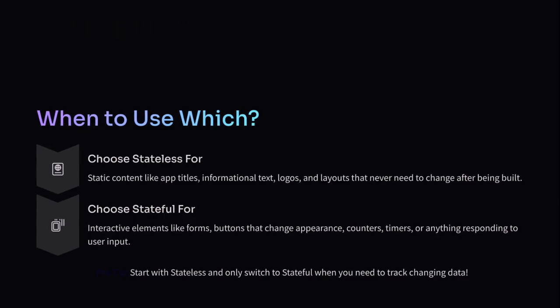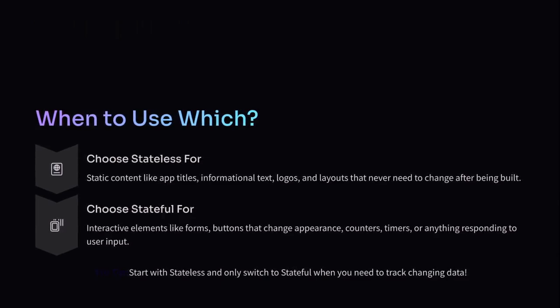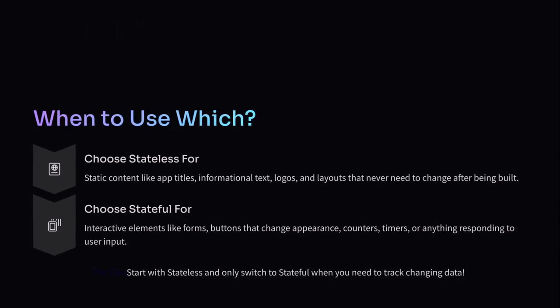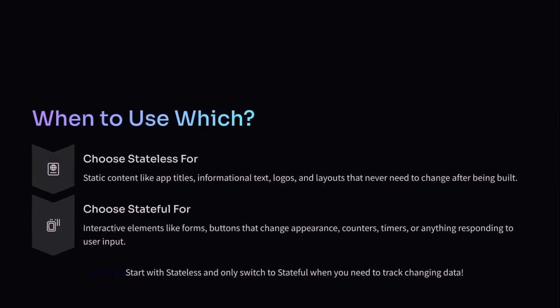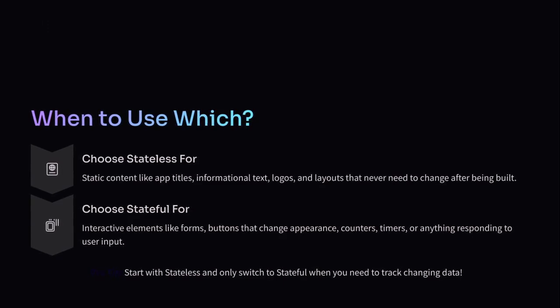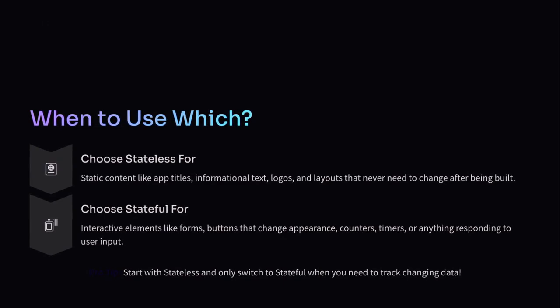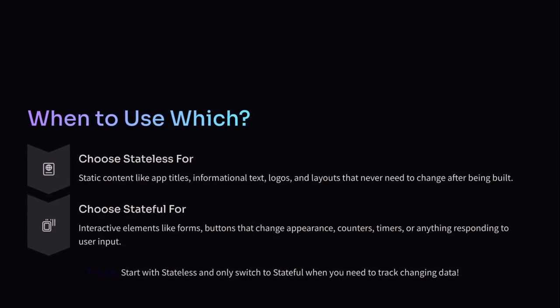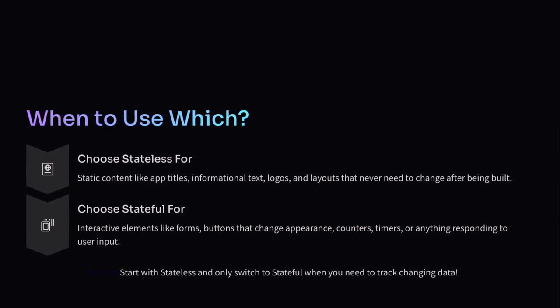Choose stateless widgets for static content that doesn't need to change after being built, like app titles and logos. Opt for stateful widgets for interactive elements that respond to user input, such as forms and buttons. Start with stateless and switch to stateful when tracking changing data.